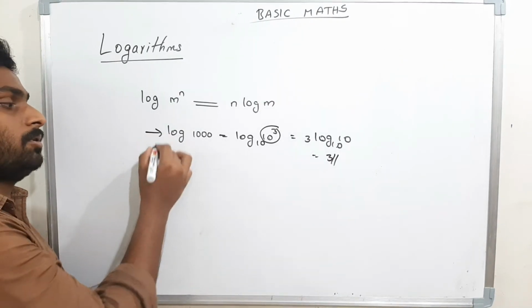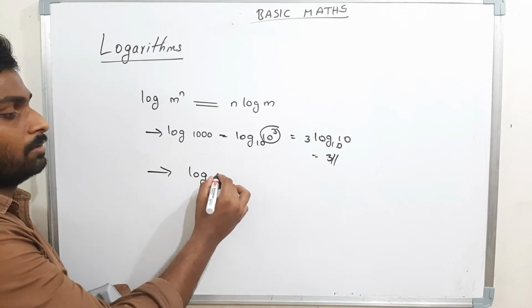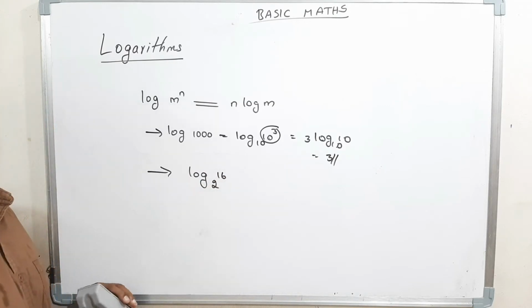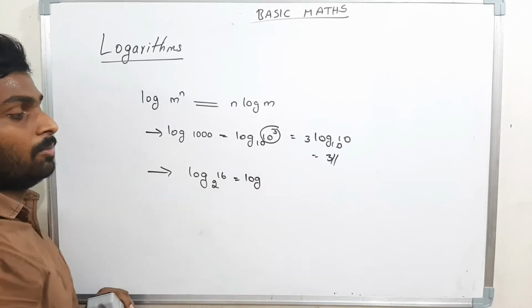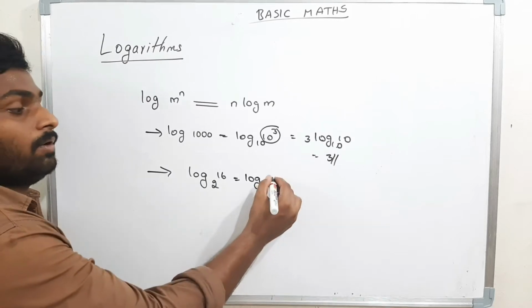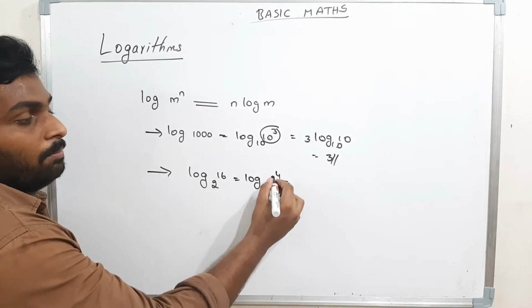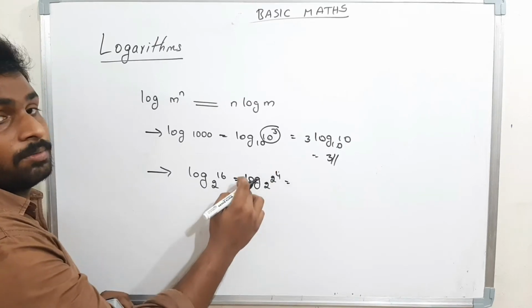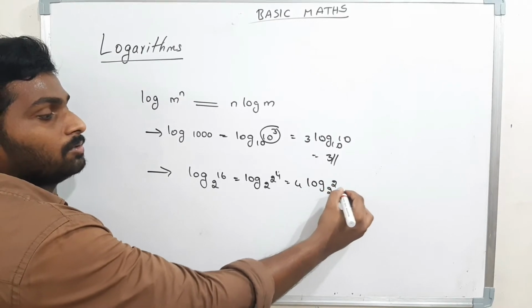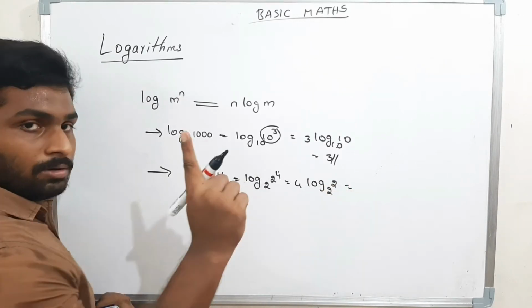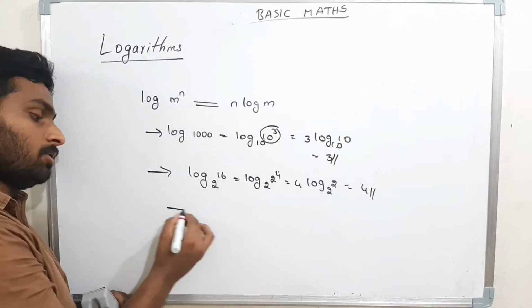Now we will see one more example. Log 16 base 2. I can write this one as how much? 16 means 2 power 4, base 2. For m power n, the n becomes the multiplication factor, that is 4 into log 2 base 2. Log 2 base 2 is nothing but 1. Therefore 4 is the answer.